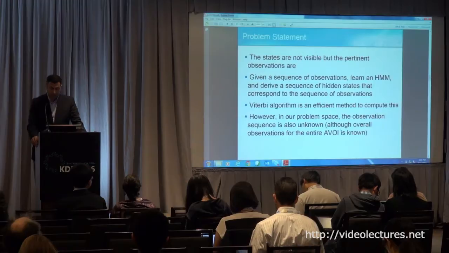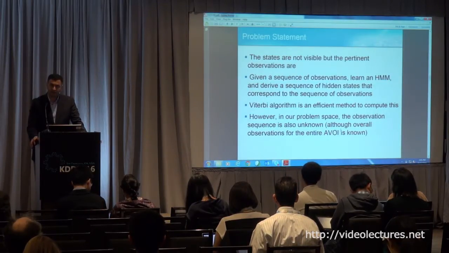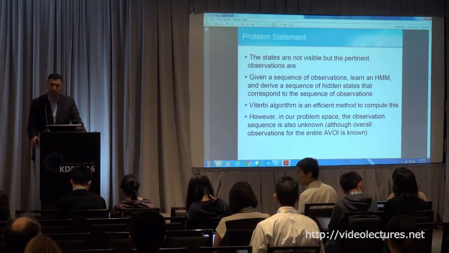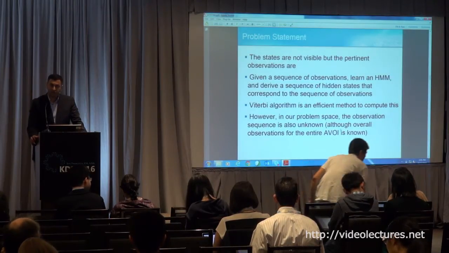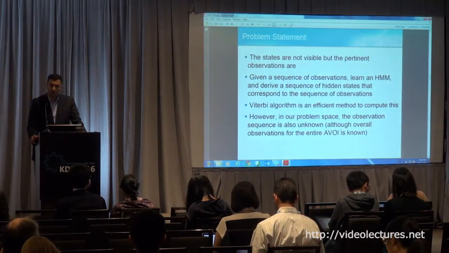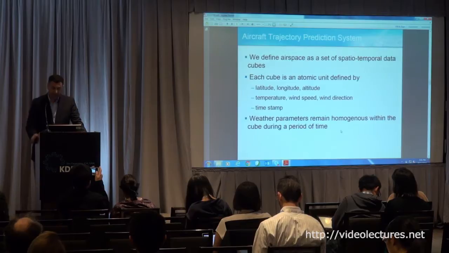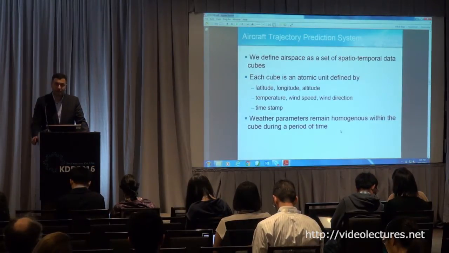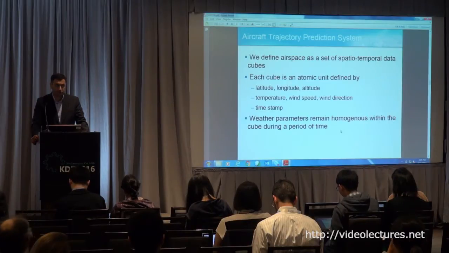But in our problem space, the observation sequence is also unknown. Overall, we know where the aircraft flies based on the historical trajectories. We don't quite know which airspace volumes of interest, or data cubes, are stacked up horizontally to define the trajectory. For that reason, the very first thing we need to address is to come up with weather observations that are supposed to be mapping to the trajectory points.